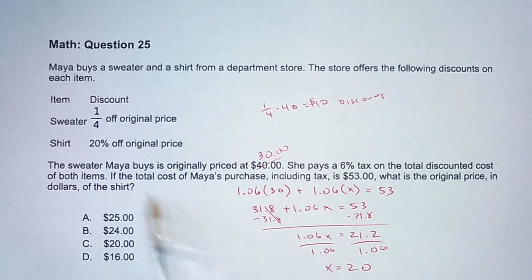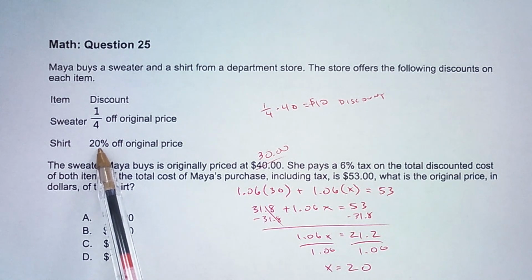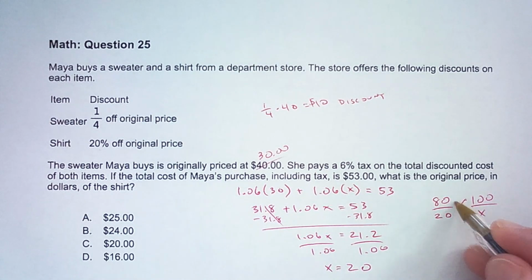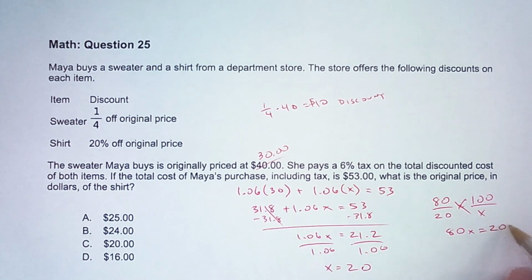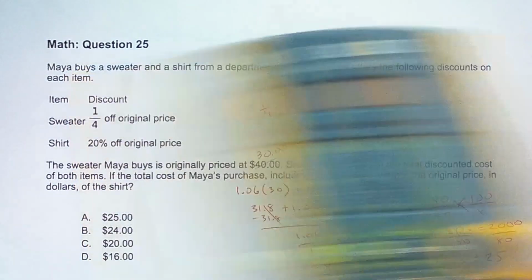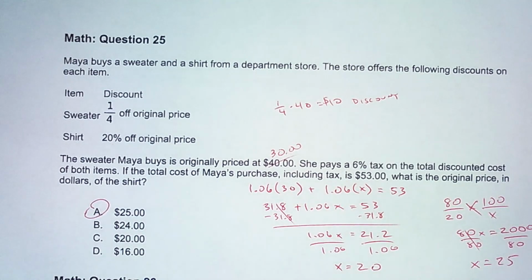So the shirt was 20% off, which means what she paid was 80% of the price of the shirt. So 80% is to $20, as 100%, the original cost, is to how many dollars? Okay, so we've got cross products of 80x and 20 times 100. 20 times 100 is 2,000, divided by 80 is 25. So the original cost of the shirt is $25.